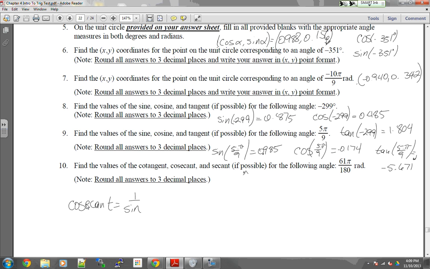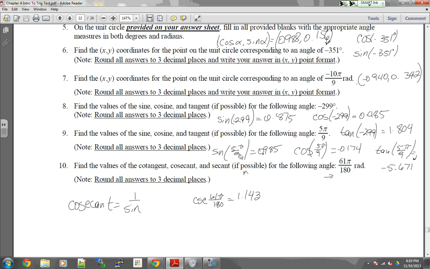In fact, I'll do it both ways. Take the sine of 61 pi over 180. All right, and then hit the reciprocal button and hit enter. So the cosecant of 61 pi over 180 equals 1.143. And you can do the same thing. You could hit the fraction button, do 1 over the sine, another fraction, 61 pi over 180. That'll give you the same exact answer.